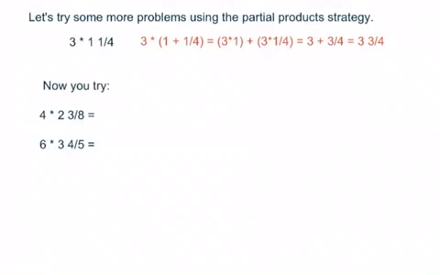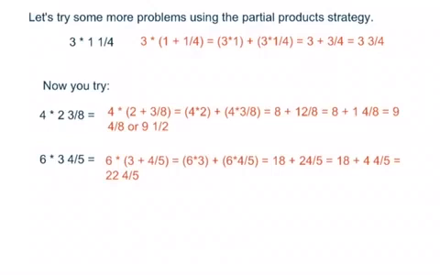3 times 1 1/4. So to solve that using the partial product strategy, I could say, well, I can do 3 times 1 plus 1/4, which is the same as saying I'm going to do 3 times 1 and 3 times the 1/4. 3 times 1 is 3. 3 times 1/4 is 3/4. Add them together, 3 3/4. Okay, you're going to try these two. Take some time, do it step by step, follow the method that is up above, and when you think you have it, come on back.